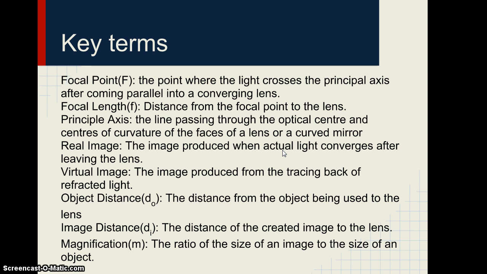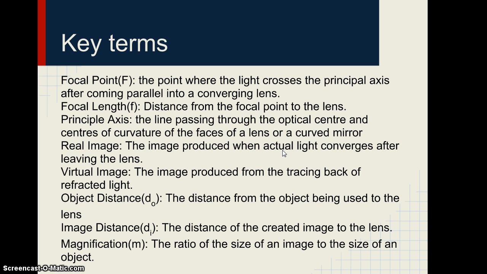Key terms to remember. A focal point is a point where the light crosses the principal axis after coming in parallel into a converging lens. The focal length is the distance from the focal point to the lens. The principal axis is the line passing through the optical center and centers of curvature of the faces of a lens or a curved mirror.